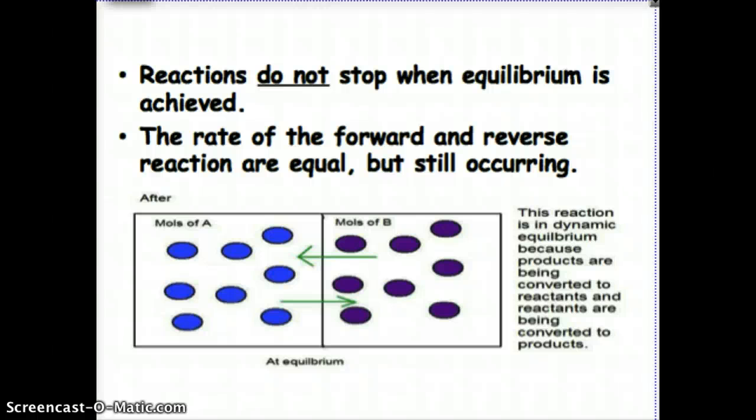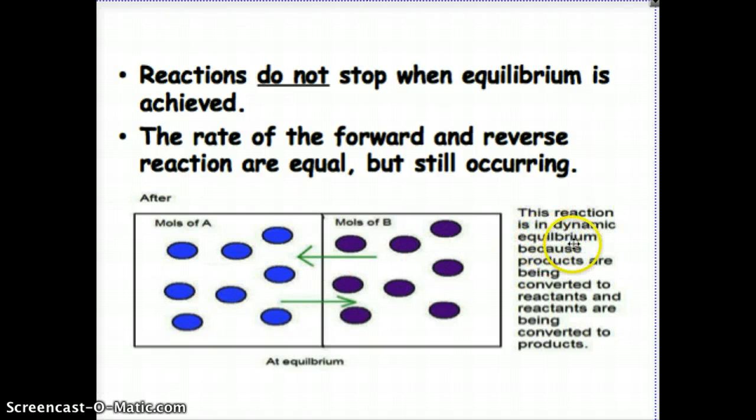Now, just keep in mind, reactions do not stop when equilibrium is achieved. Equilibrium means that the rate of the forward and reverse reaction are equal but still occurring, okay? One reason why I don't like the picture in the textbook is because it shows eight blue circles here and eight purple circles here, and it doesn't mean that the concentration is going to be equal on both sides. It just means that the rate is going to be the same.